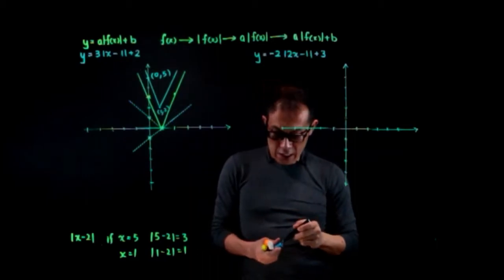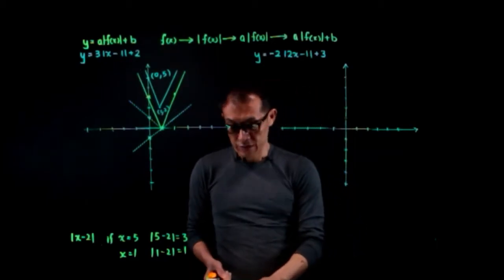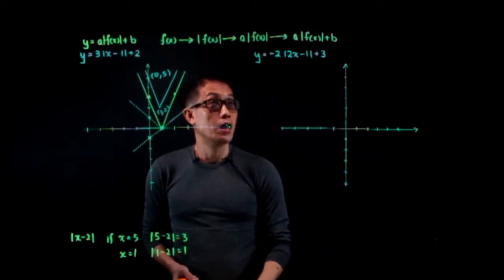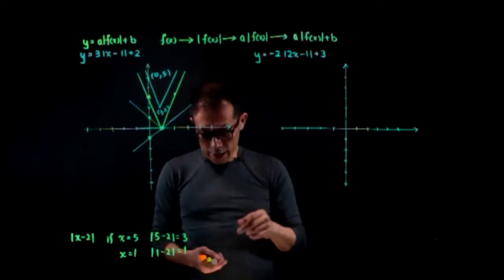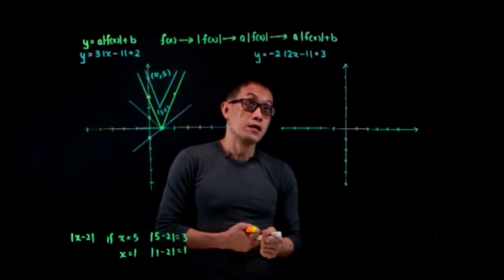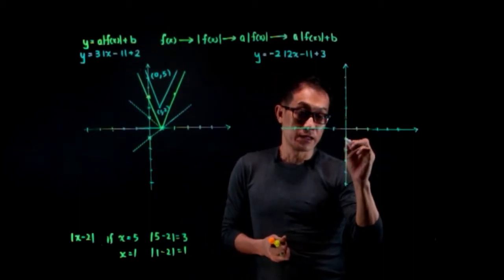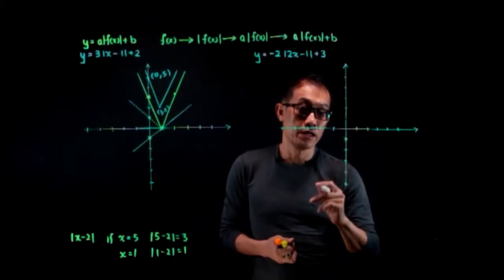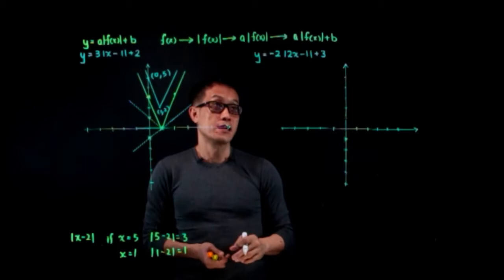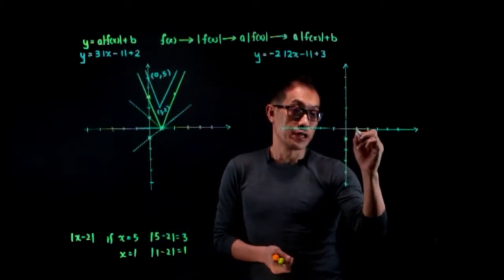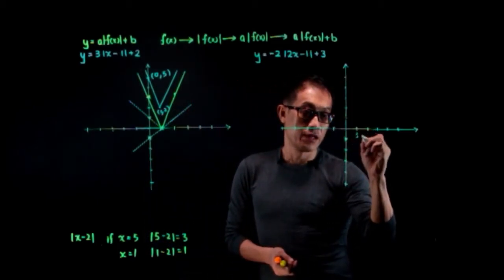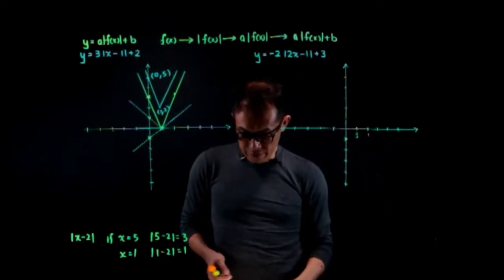Now let's sketch the next graph. Now let's draw 2x minus 1. So it cuts the y-axis at minus 1, and the x-axis at half. Alright, so this is half. Let's call this 1 and this is half.